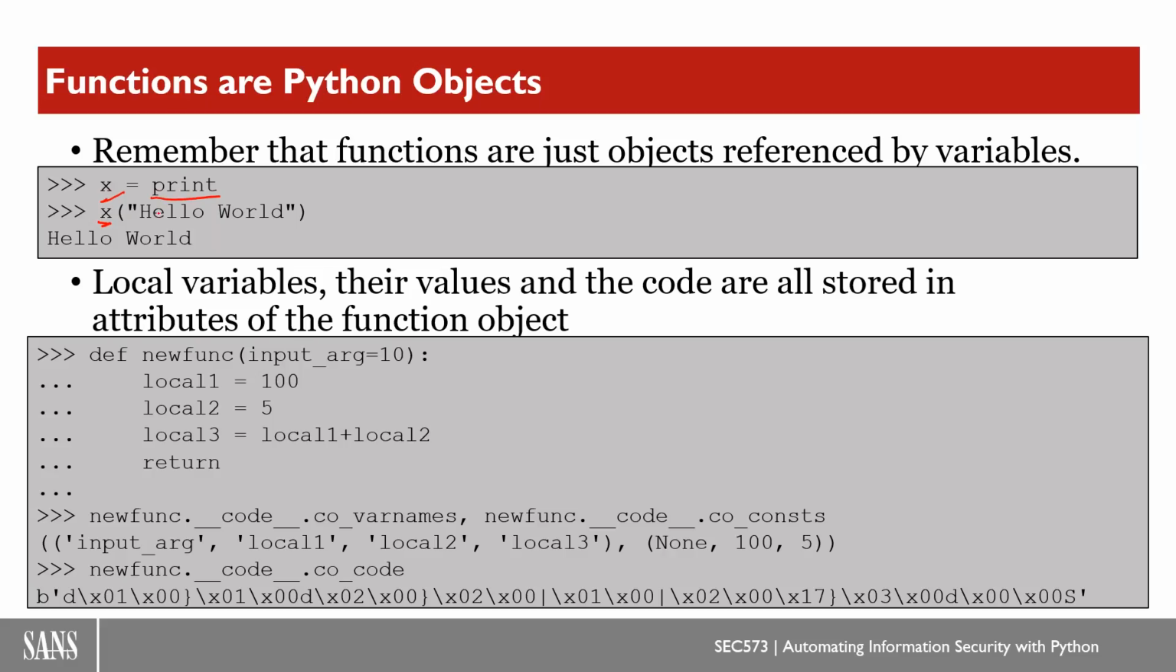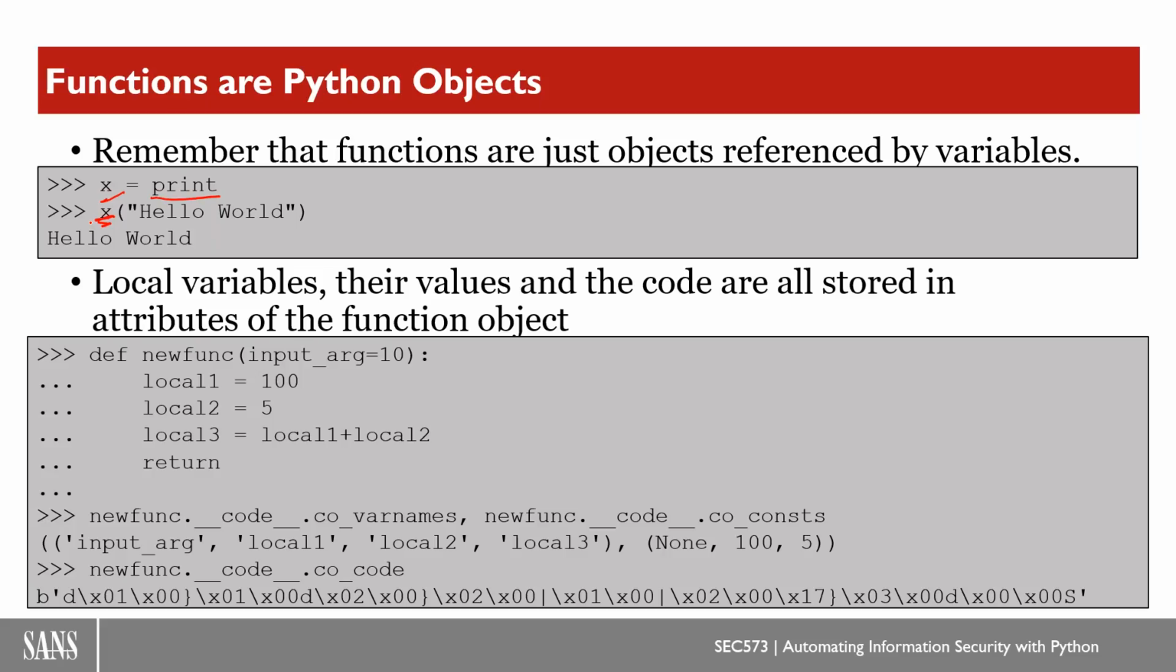So I could just call x, open parentheses, hello world, and it executes in the exact same way as if I had said print hello world. It just executes the code. Now, the local variables, the values, and the code, everything is actually stored inside of this variable x. They're all stored in attributes that are associated with variable x.